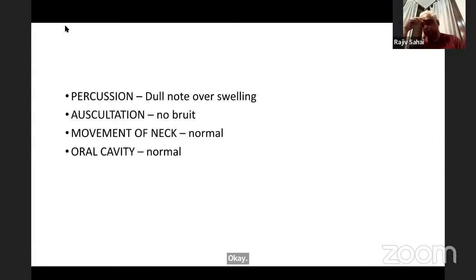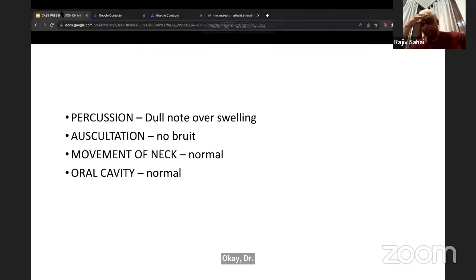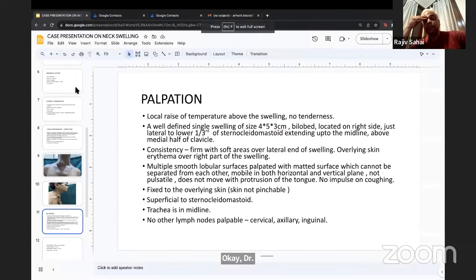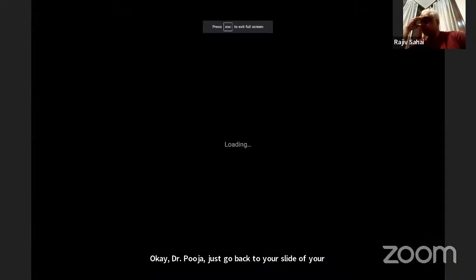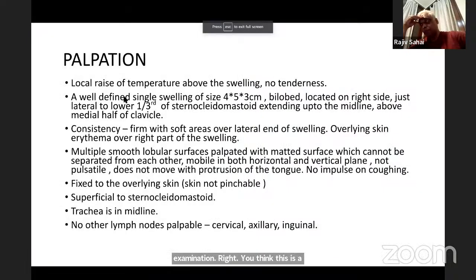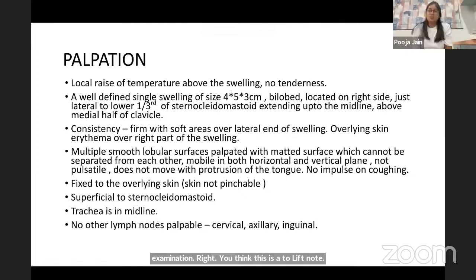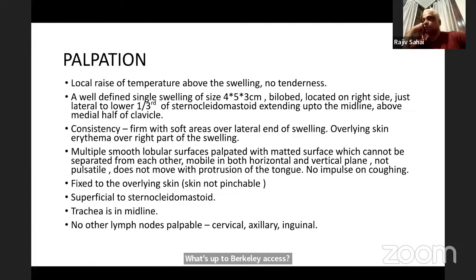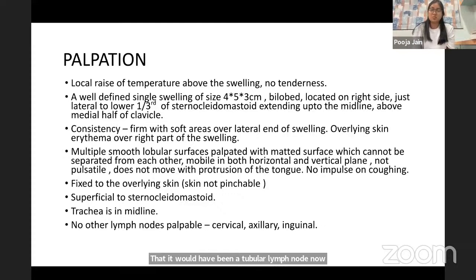Okay, Dr. Pooja, just go back to your slide of your examination. You think this is a tubercular lymph node, or it's a tubercular abscess? Sir, it would have been a tubercular lymph node now converting into a tubercular abscess, because there is a localized area of redness.